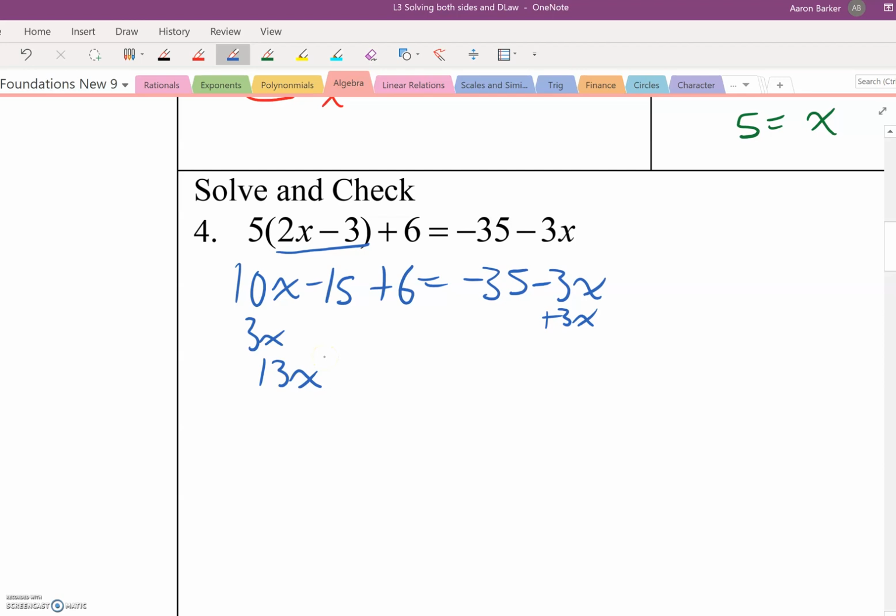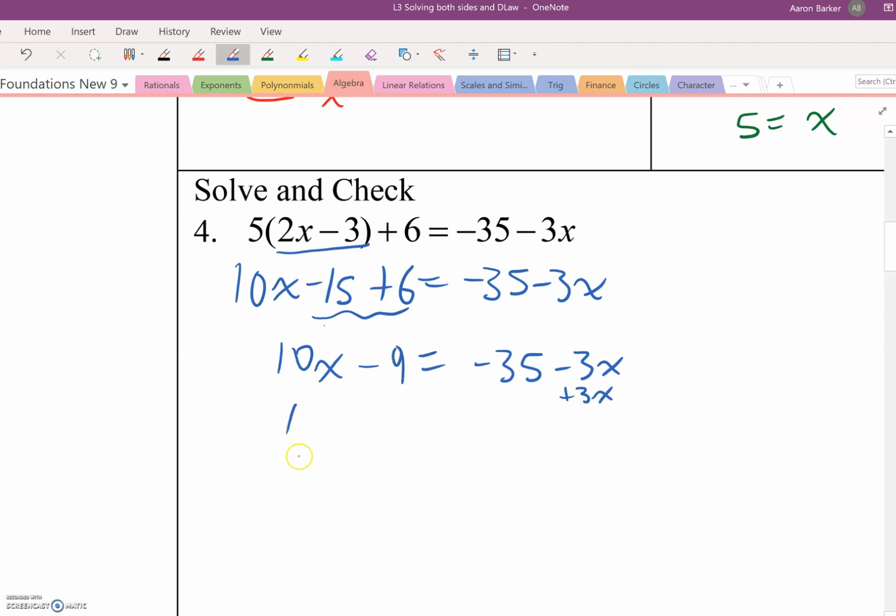Ooh, before I do that, what should I do? Bad, Mr. Barker. I should collect like terms. So I'm going to combine those together. So 10x minus 9 equals negative 35 minus 3x. Now I can collect like terms. So I did collect like terms. Move the negative 3x by doing the opposite. So I get 13x minus 9 equals negative 35.